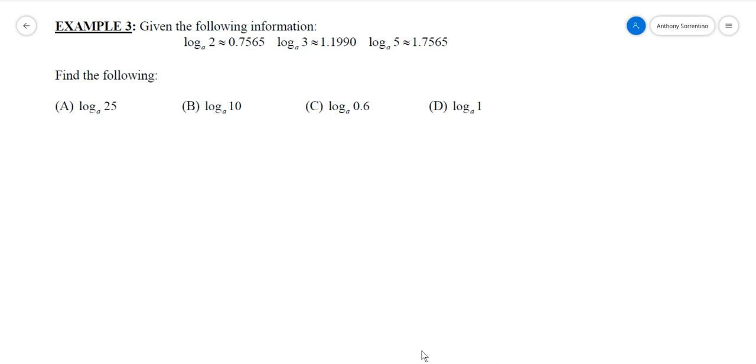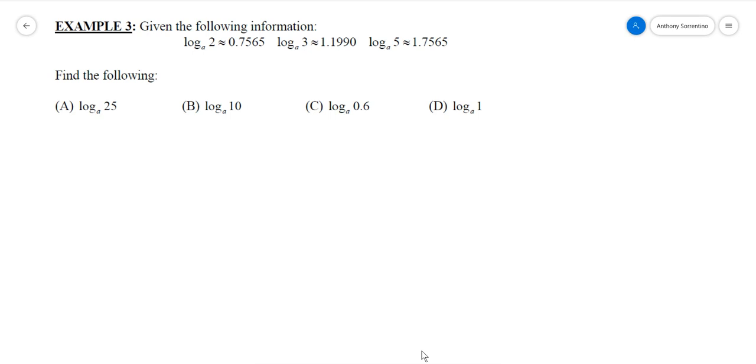So for instance, here you're given that the log base A of 2 equals 0.7565. The log base A of 3 is 1.1990. And you're told that the log base A of 5 is 1.7565. You're asked to find the following. It should actually say here without use of the calculator. You really shouldn't be able to use the calculator anyway, because you don't know what A is, so you can't even put that in. So this is one that you can't use the calculator to do.